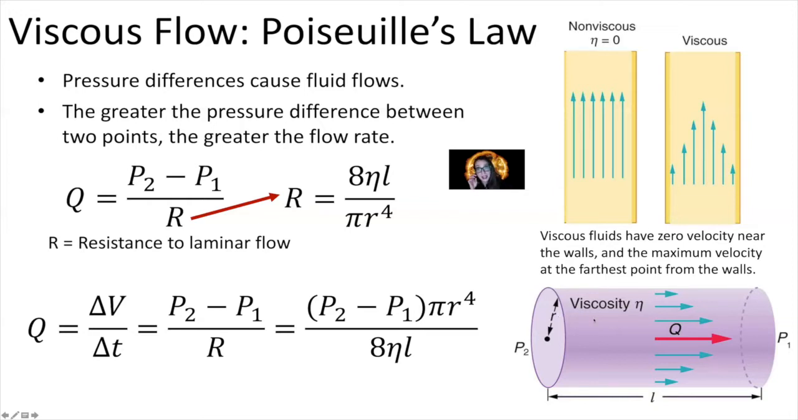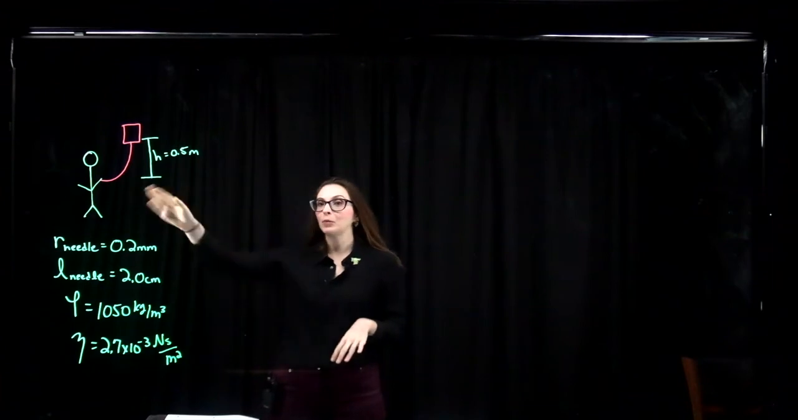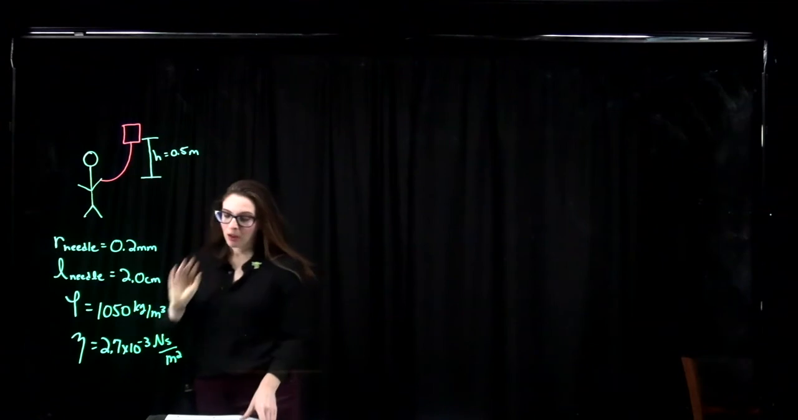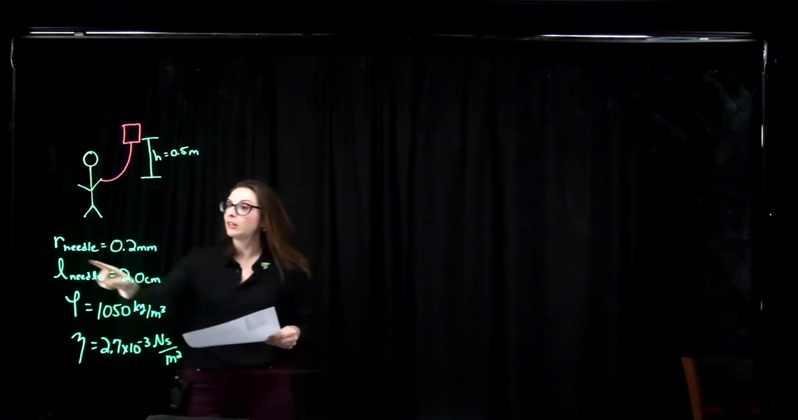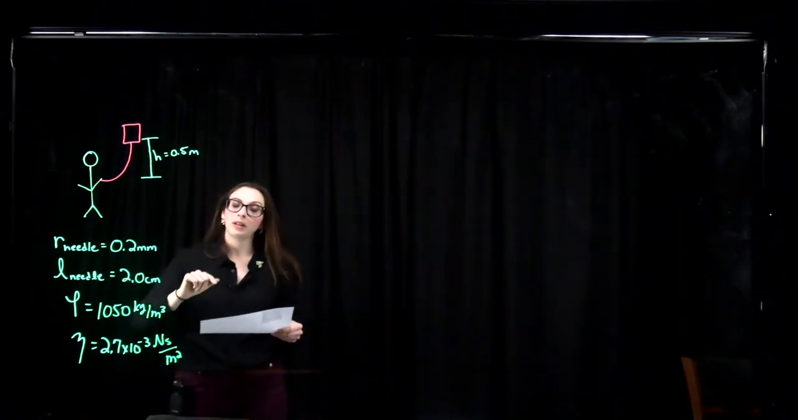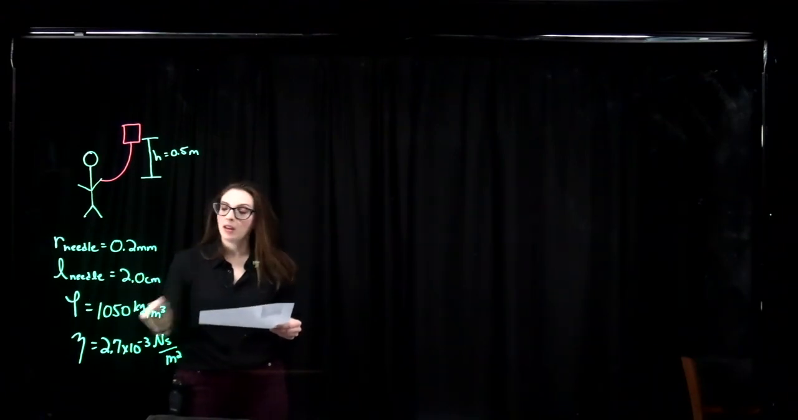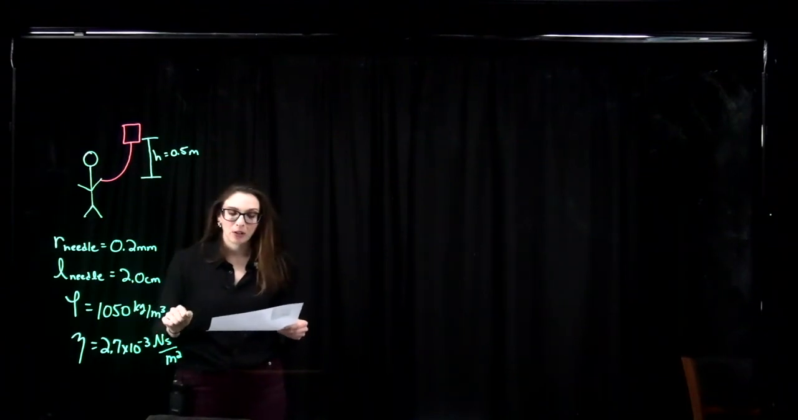We're going to use this idea in order to solve a problem related to the medical profession and relating to blood. We're going to apply flow rates in viscous fluids to a problem where we think about a blood transfusion, so a medical application. A patient receives a blood transfusion through a needle of radius 0.2 millimeters and a length of that needle of 2 centimeters. The density of blood is 1,050 kilograms per meter cubed.